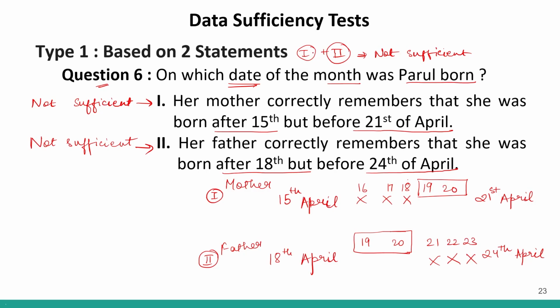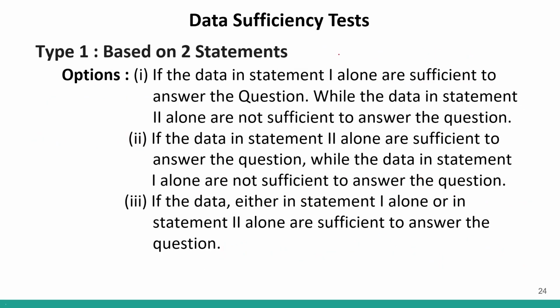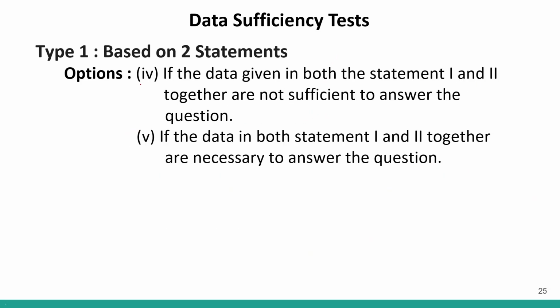So even the data in statement 1 and 2 could not give us the answer. Now if I look at the options, I can see in option number 4, it says that data given in both the statement 1 and 2 together are not sufficient to answer the question because we cannot find the answer. We are still getting 2 possibilities, either 19th April or 20th April. Correct?